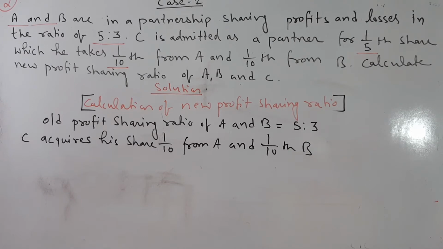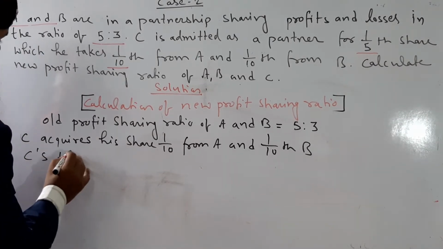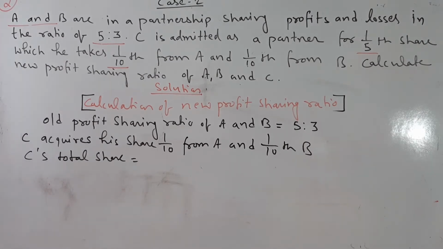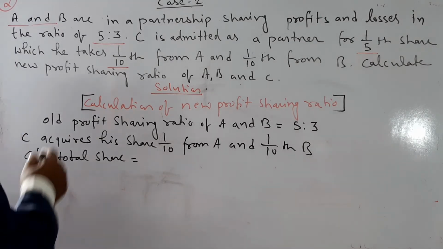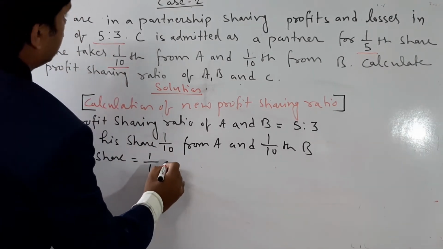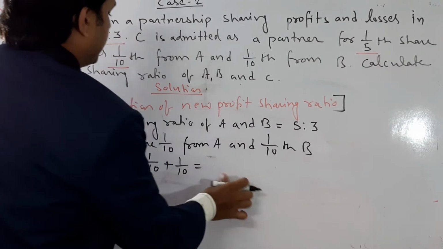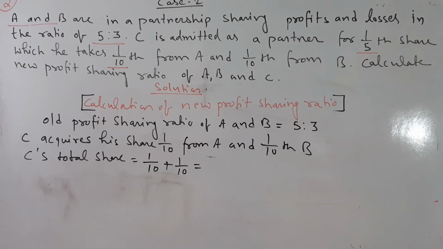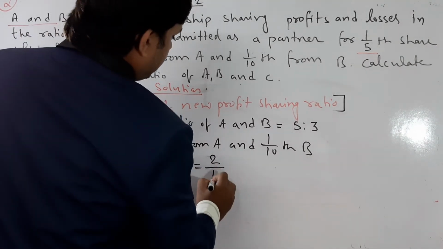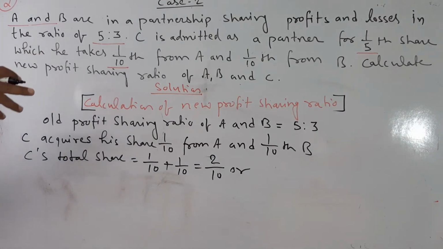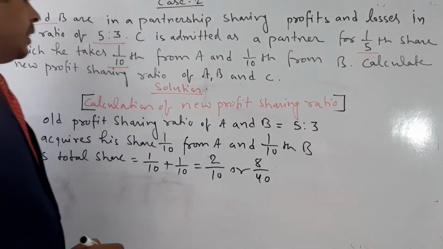C's total share is equal to 1/10 of A plus 1/10 of B. So 1/10 plus 1/10 is 2/10, or you can write it as 8/40. How 8/40? I will discuss it.